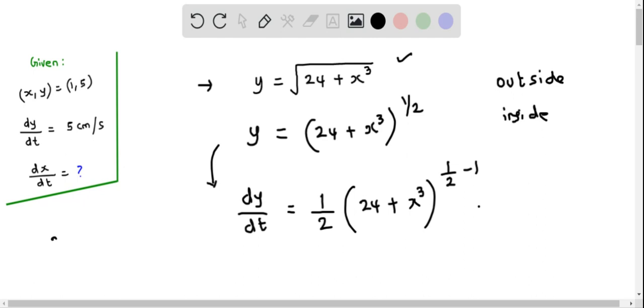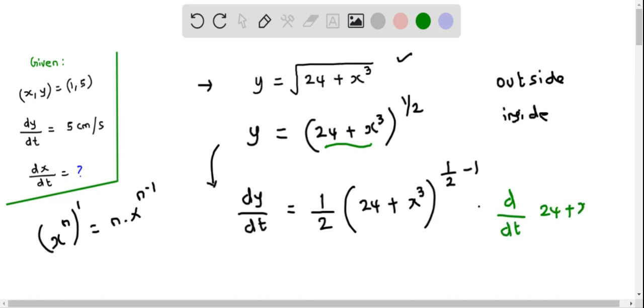We have done this using the power rule, that is, the derivative of x raised to the power n equals n times x to the power n minus 1. Since n equals 1/2 here, I put the 1/2 in front and then reduce the power by 1, that is 1/2 minus 1. So let's continue. We are done with the derivative of the outside function. Now we have to find the derivative of the inside part. So this time I'm going to put d/dt of 24 plus x cubed. You'll find its derivative in the next step.